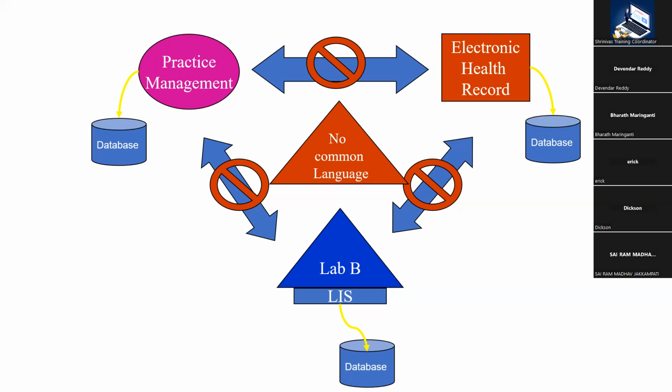PM system may be capturing patient information, which includes patient first name, last name, date of birth, gender, SSN, and so on. EHR database will also have very similar information indicating patient's first name, last name, date of birth, gender, SSN, and so on. But the design of how PM system is storing in the database will be different than what you see in the electronic health records database. So let me give you a metaphor here.